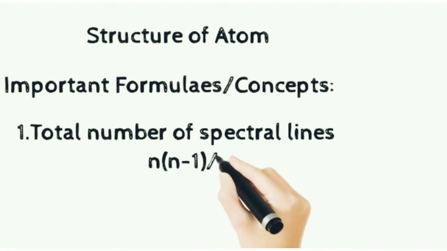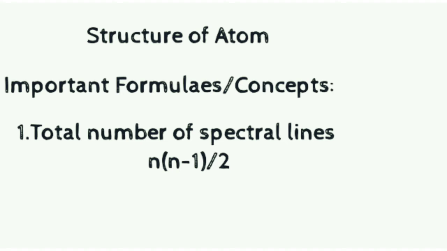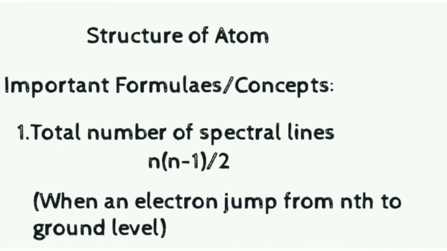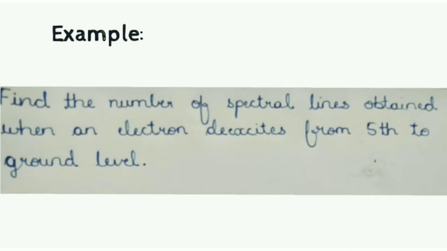So let's begin. First one is total number of spectral lines. It is given by n into n minus 1 divided by 2, where n is the energy level. This formula is applicable when an electron jumps from nth to ground level. So let's take an example which will make you understand better related to this topic.